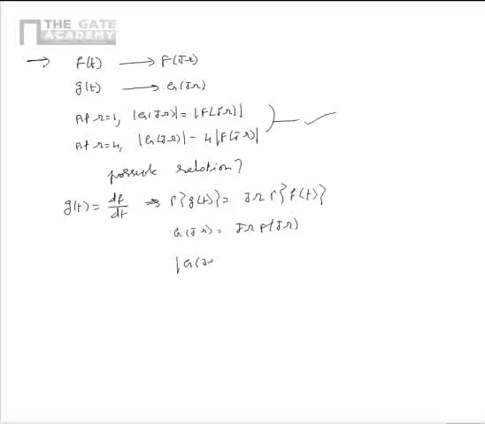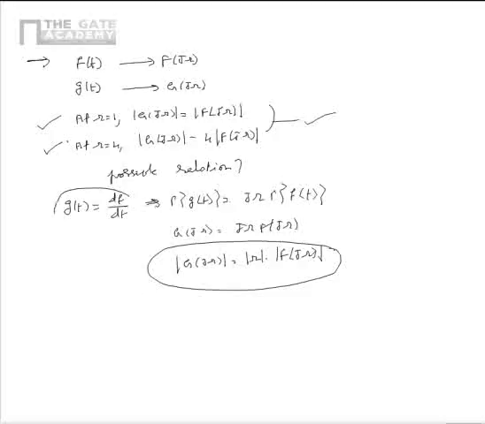So the magnitude of G of j omega would be equal to the magnitude of omega multiplied by the magnitude of F of j omega. We see that the final relation we got satisfies the two conditions given. From this, we can say that the possible relation between g of t and f of t is g of t is equal to df by dt.